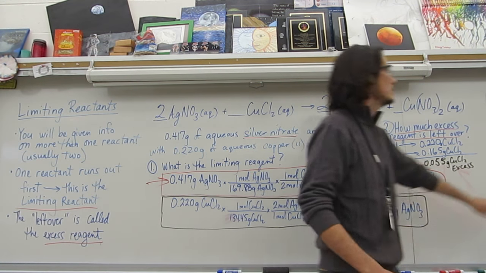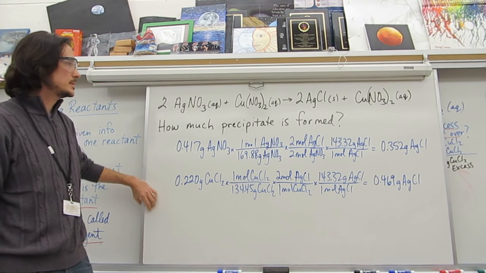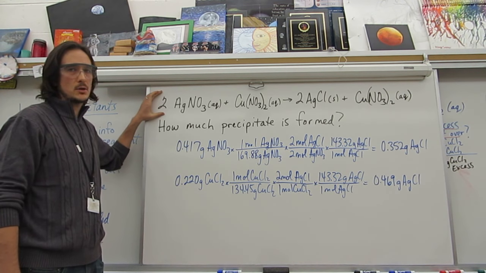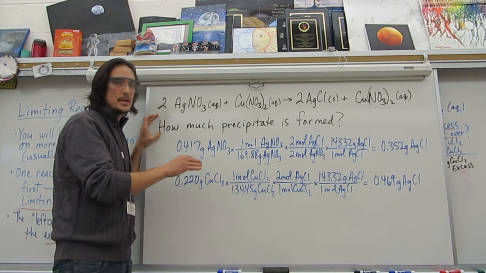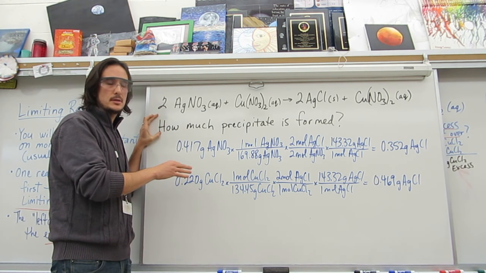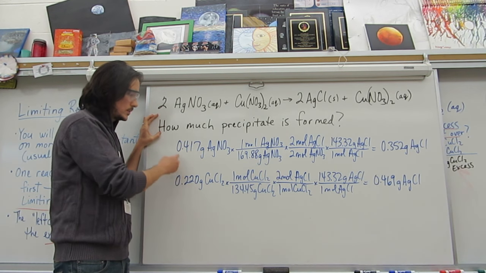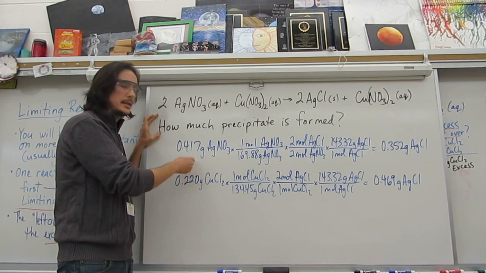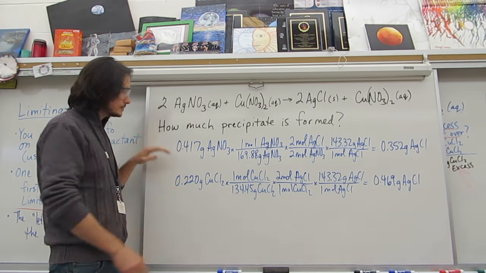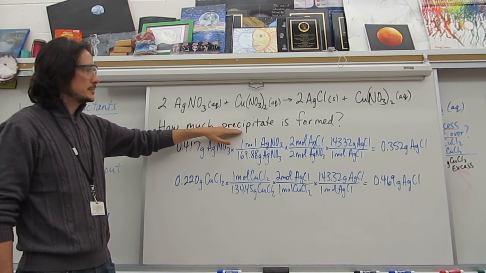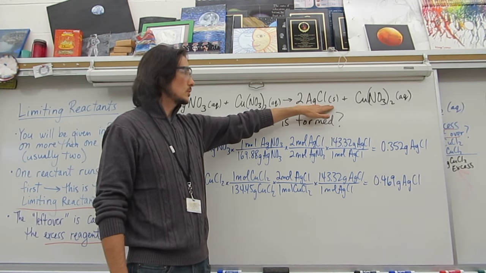A third question is how much precipitate is formed. So I rewrote the equation. How much precipitate is formed? I just ignored the fact that I already knew the limiting reagent and the excess reagent, and I just started with the copper 2 chloride and the silver nitrate, same as if I was starting over. Now what I'm going to do, since it says precipitate, I'm looking for some solid product that's going to be formed. That's the silver chloride.